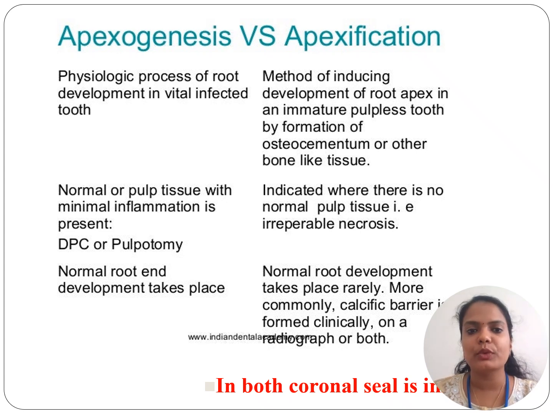Now this is the difference between apexification and apexogenesis. Apexogenesis is a physiological process, whereas apexification is a process wherein we induce development of the root apex in an immature pulpless tooth by formation of osteocementum or other bone-like tissues. When you do an apexogenesis, the pulp is either normal or with minimum inflammation, whereas in apexification, it is a completely necrotic pulp. So in case of apexogenesis, normal root development takes place, whereas in apexification, it does not take place, and most commonly, a calcific barrier is formed.